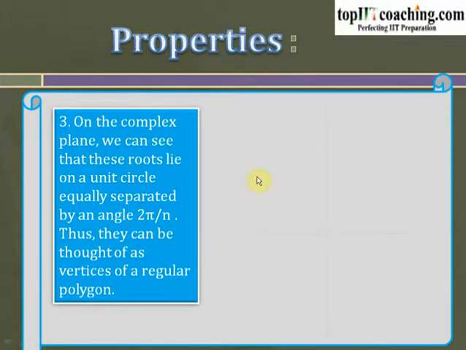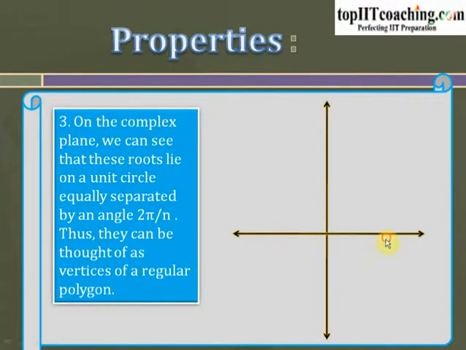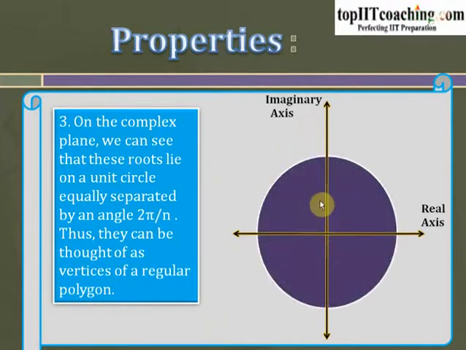So let us say that we have the Argand plane in which this represents the real axis and this represents the imaginary axis. Now, let us say that we have a circle on this Argand plane with center at the origin and the radius of the circle is equal to 1. Therefore, this point would be equal to 1, this would be iota, this would be minus 1 and this would be minus iota. So, this is a unit circle with center at the origin.